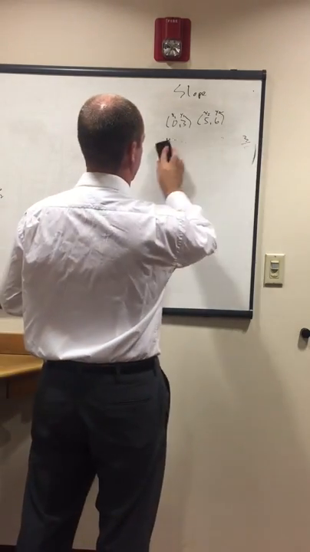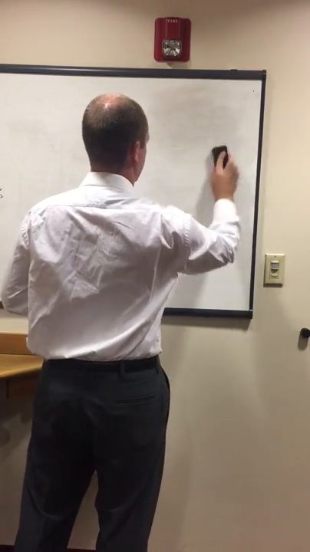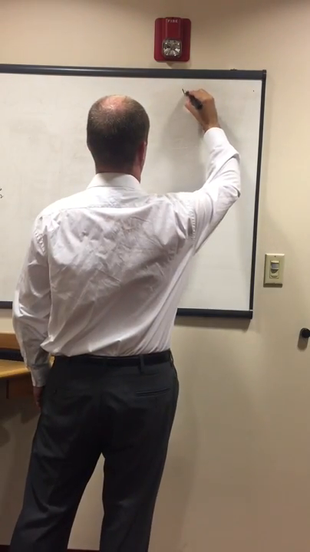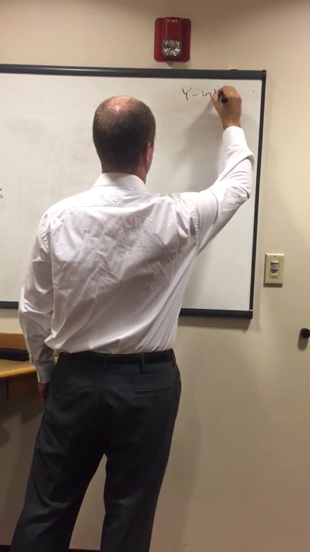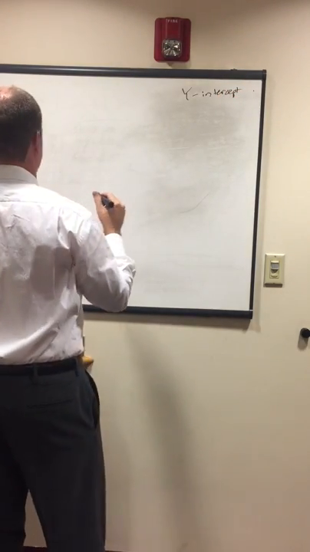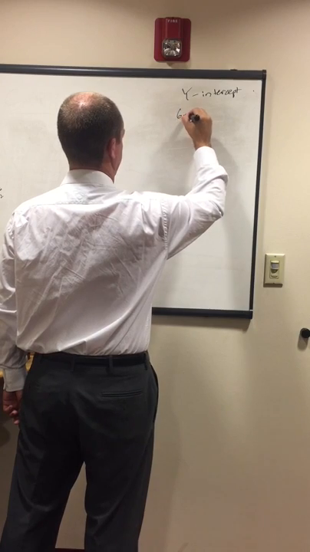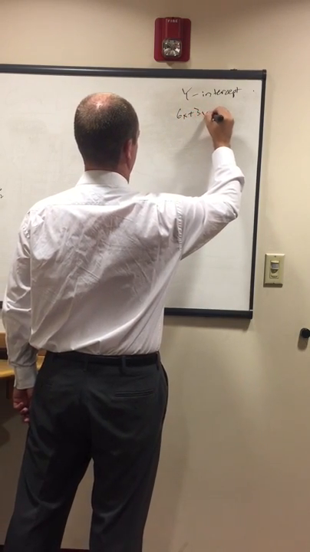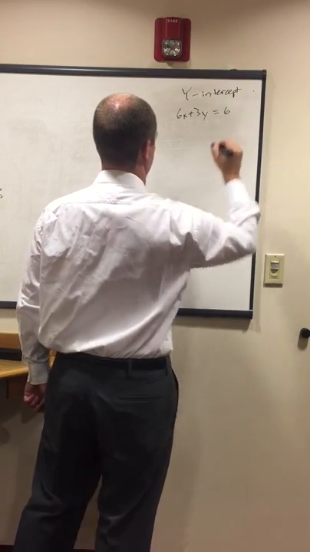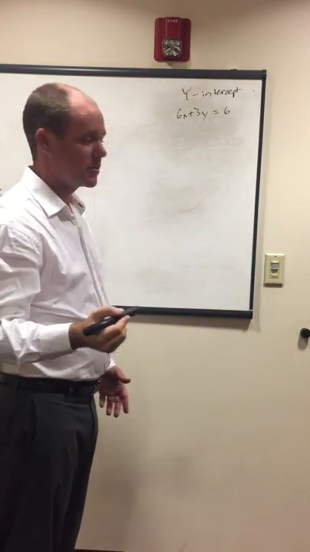And last one, y-intercept. What if we get something like this? We have 6x plus 3y equals 6. Okay? And then we say find the y-intercept. How do we do that?